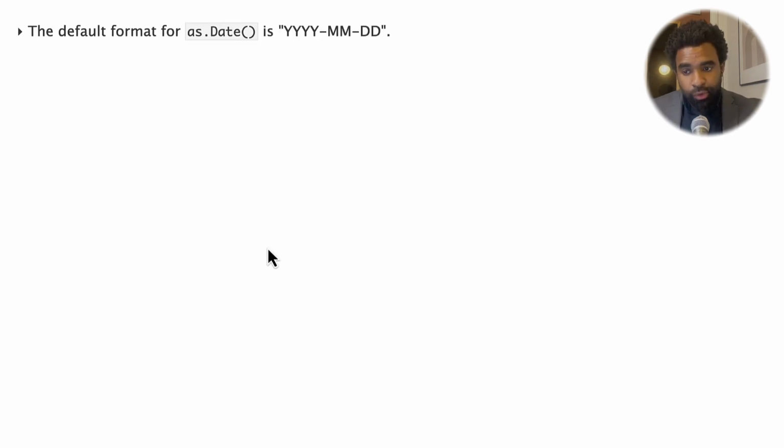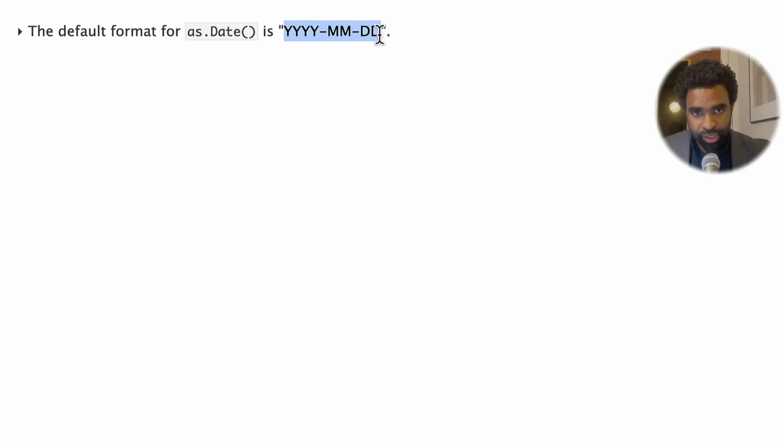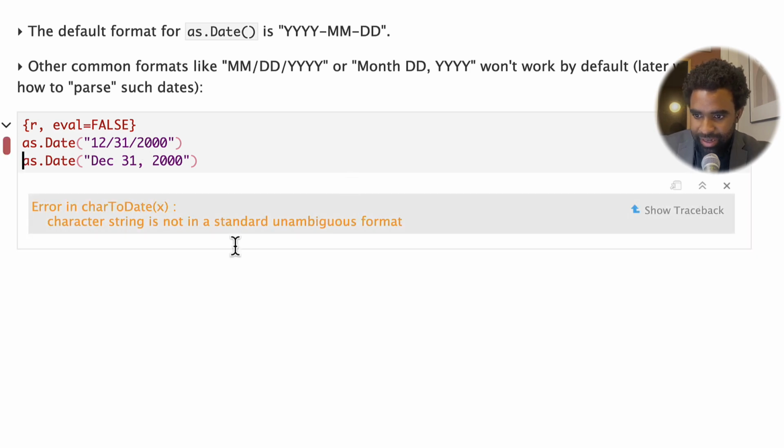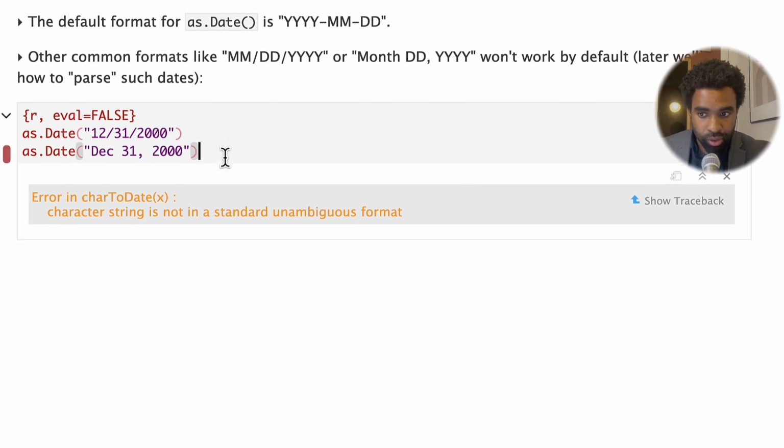Now, the default format for the as.Date function is this string format that I've shown you, which is 4-digit year, hyphen, 2-digit month, hyphen, 2-digit day. If you try most other formats, they won't work. For example, here, if we try to get R to recognize this as a date, it says that it is not in a standard unambiguous format. We can try this one, and that also does not work.